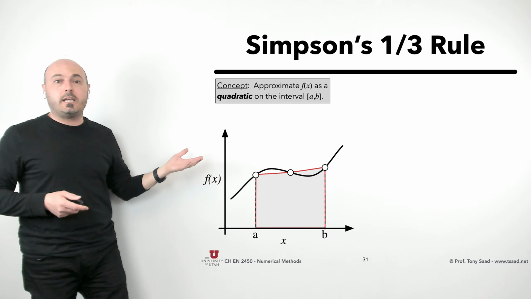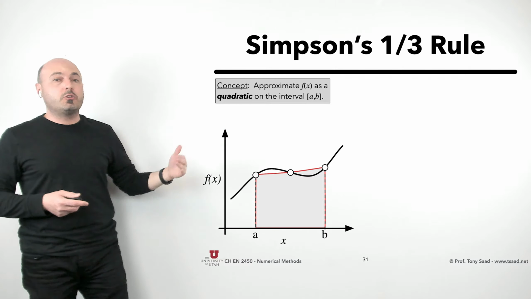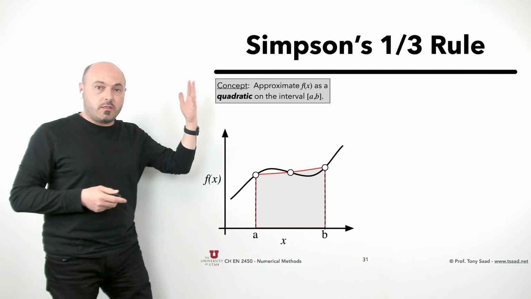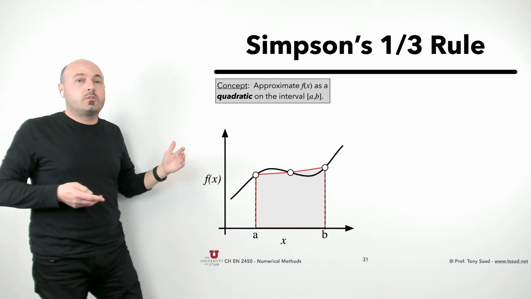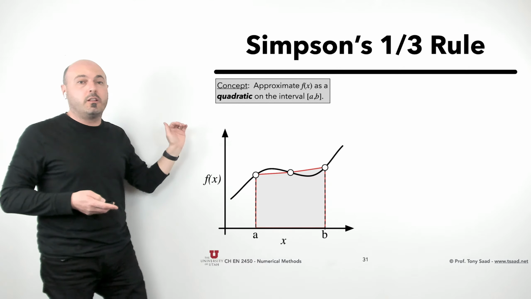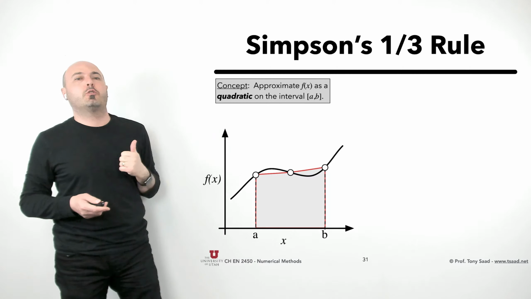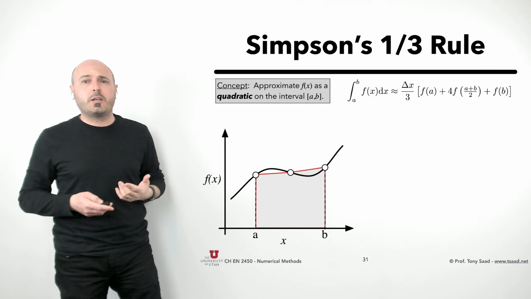But for continuous data, because you can evaluate the function at any point in the interval, these rules are really easy to use and apply. The idea here is you approximate the function on the interval using a quadratic. For a quadratic, you need 3 points. Remember interpolation, we had 3 unknowns, so you need 3 points.